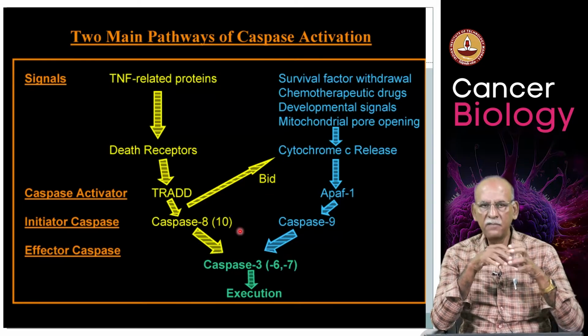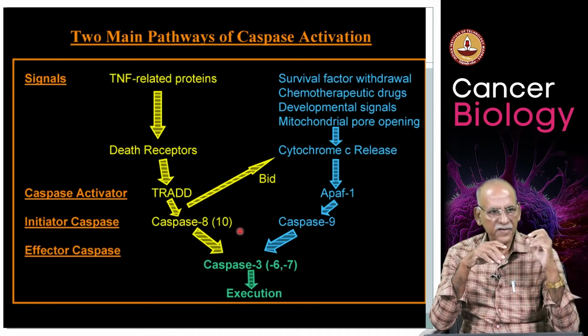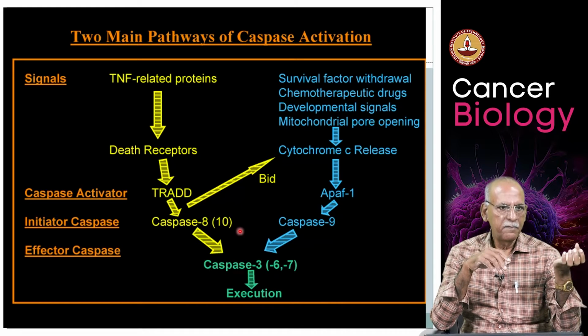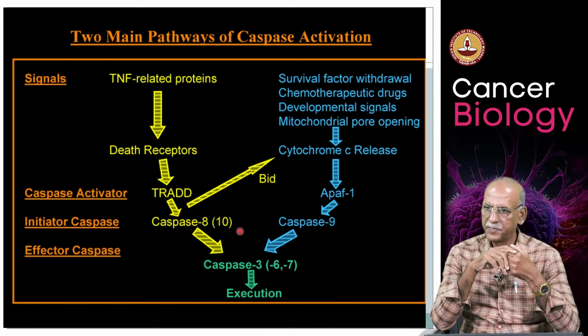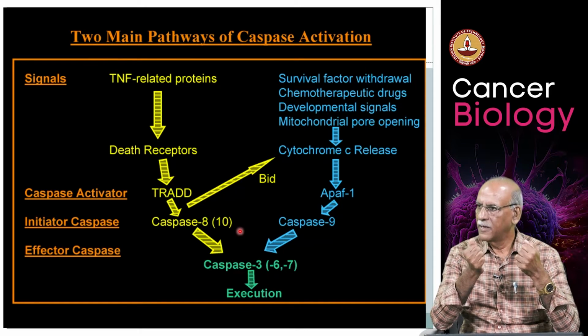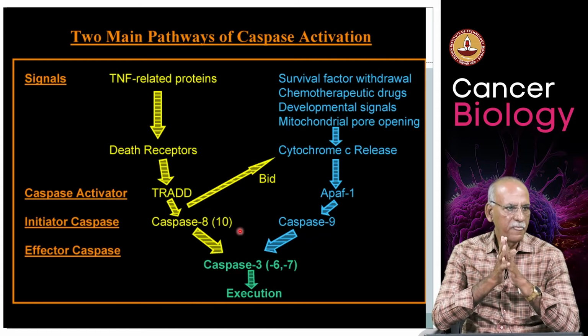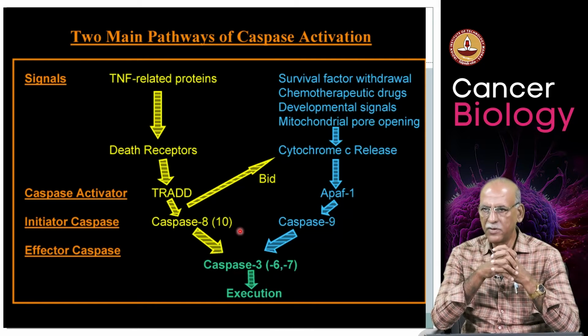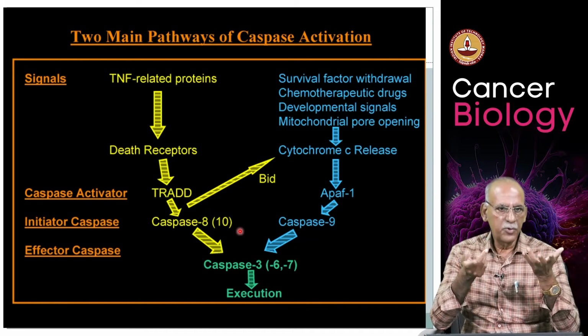The signal can come from outside or inside. If the signal comes from outside, it is called the extrinsic pathway. If the signal comes from inside, then it is called the intrinsic pathway. So, there are two main pathways of caspase activation. I told you caspase has to be activated for apoptosis, right. So, there are two ways.